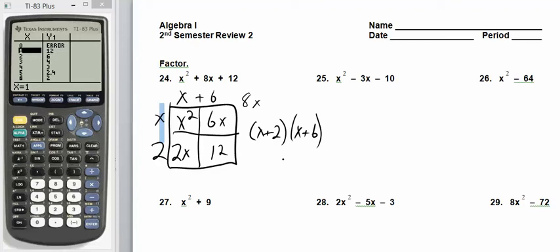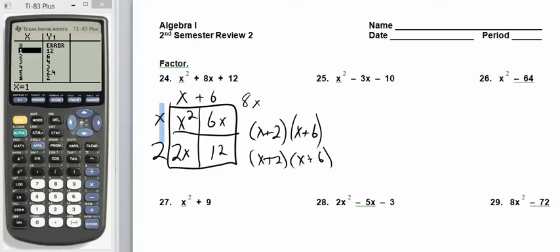Now if you notice, we talked about this when we did this on Choose Your Tomorrow, that for these simple ones where there's nothing in front of the x, we don't really have to do the whole box, because we end up just using these numbers. So we just say factors of 12 that when we add them equals 8. I'm just going to show you again. You put those two there, and then we have to figure out our sign. So positive 2 plus positive 6 equals positive 8. And so we have our positives there.